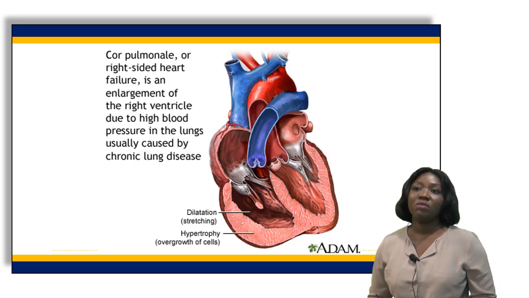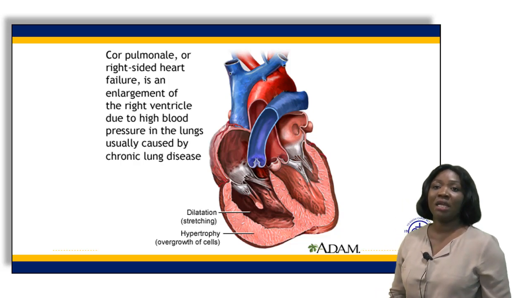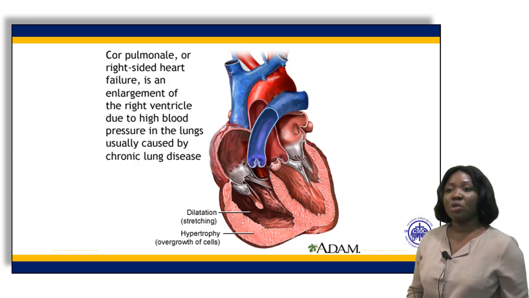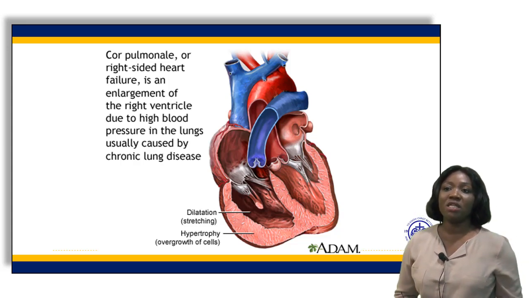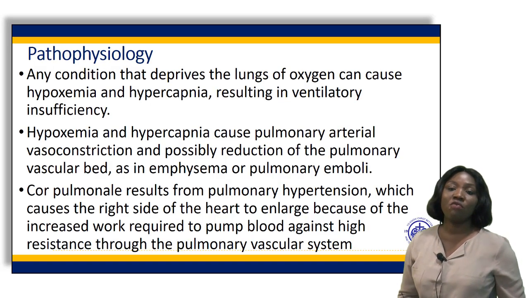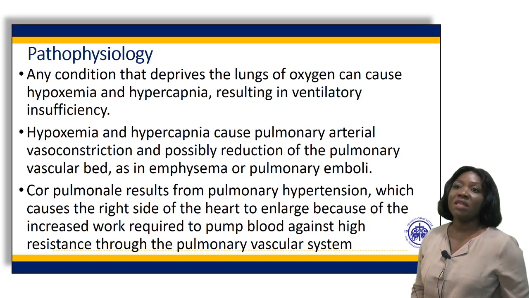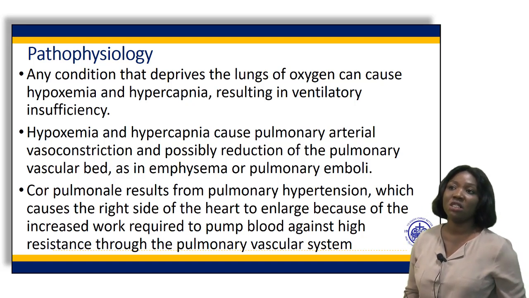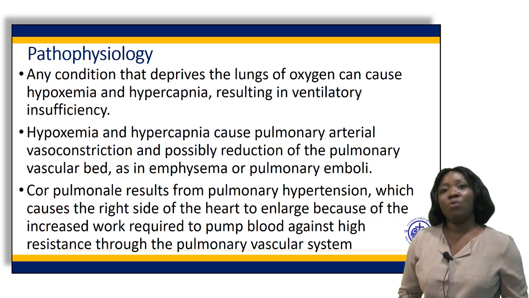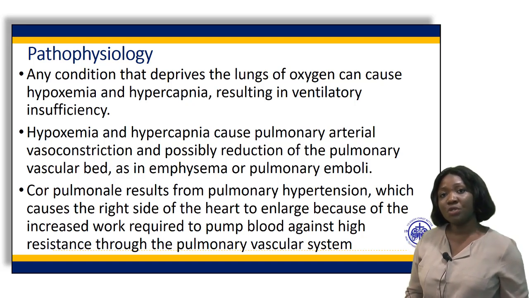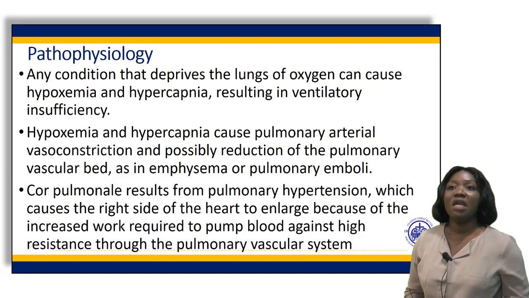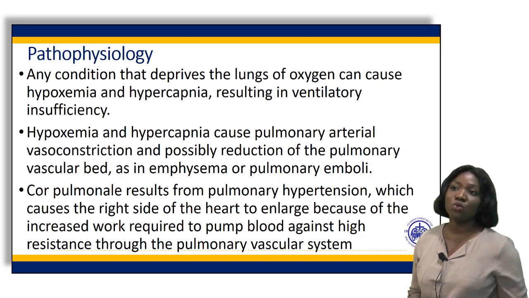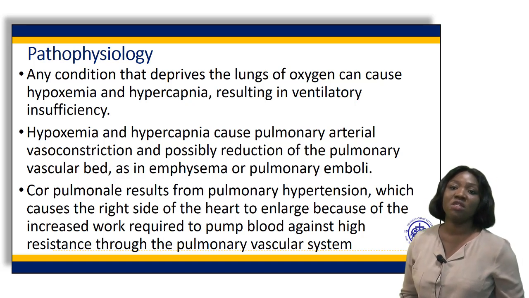Cor pulmonale, or right-sided heart failure, is an enlargement of the right ventricle due to high blood pressure in the lungs, and is usually caused by chronic lung diseases. When it results, it leads to dilatation or stretching of the muscles of the heart, and subsequently to hypertrophy or overgrowth of the cells. When there is a condition that causes chronic or long-term deprivation of oxygen to the lungs, which results in hypoxemia or decreased oxygen levels in the blood, and also high carbon dioxide levels in the blood, it results in ventilatory insufficiency.